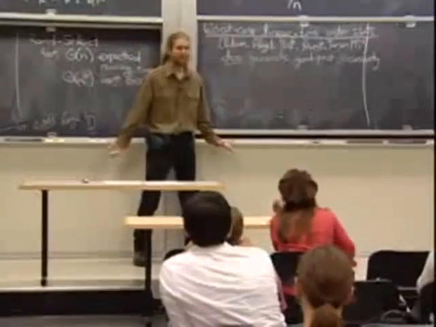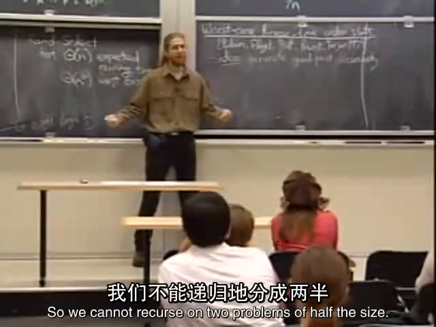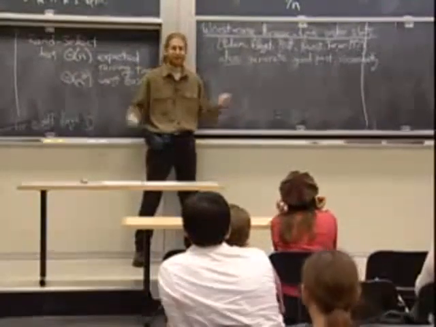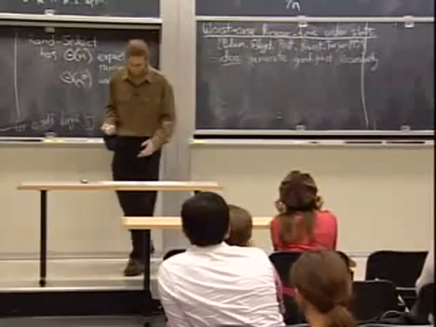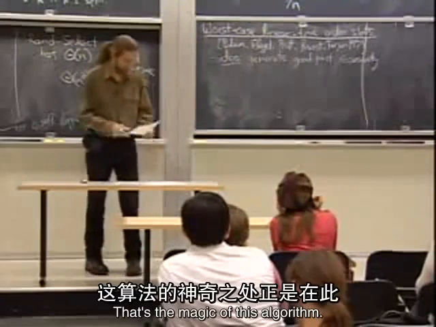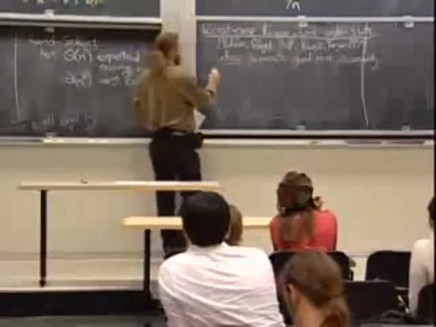That's n log n. So we can't recurse on 2 problems of half the size. We've got to do better. Somehow these recursions have to add up to strictly less than n. That's the magic of this algorithm.